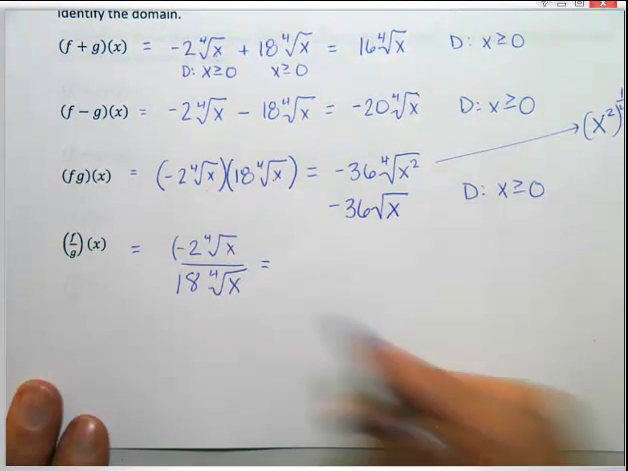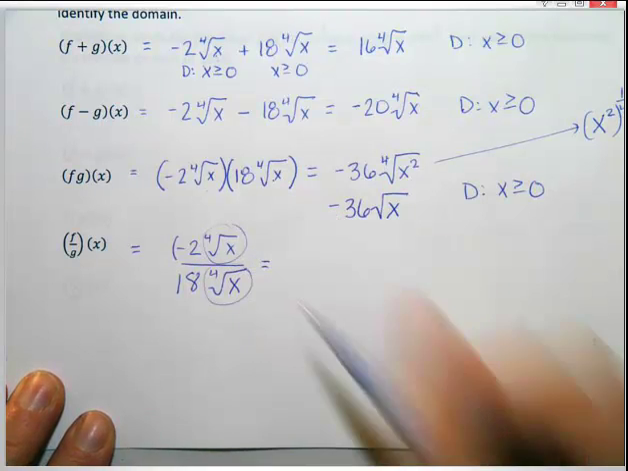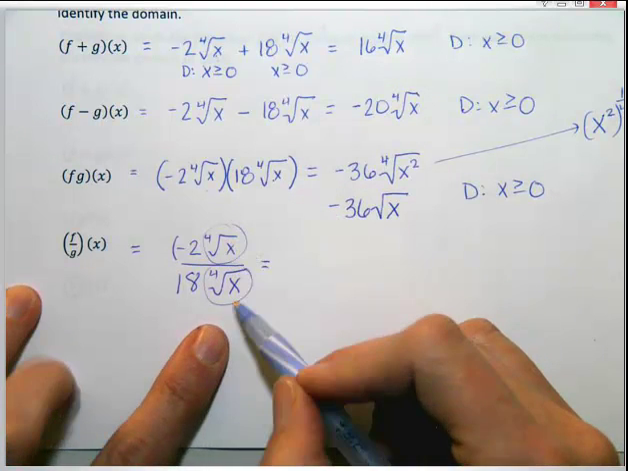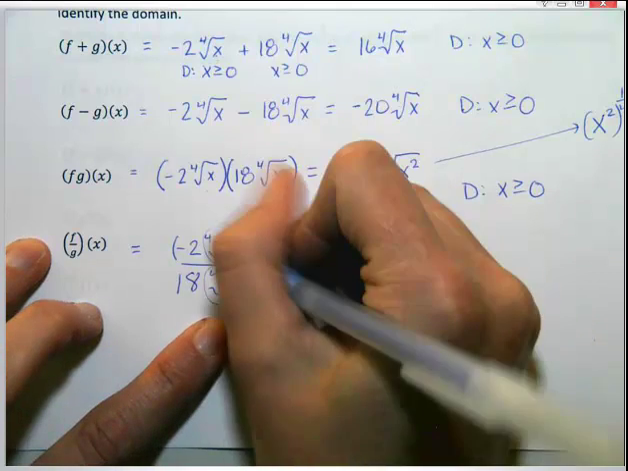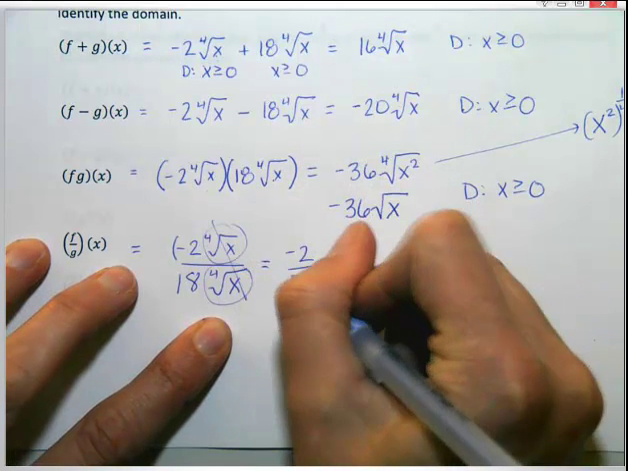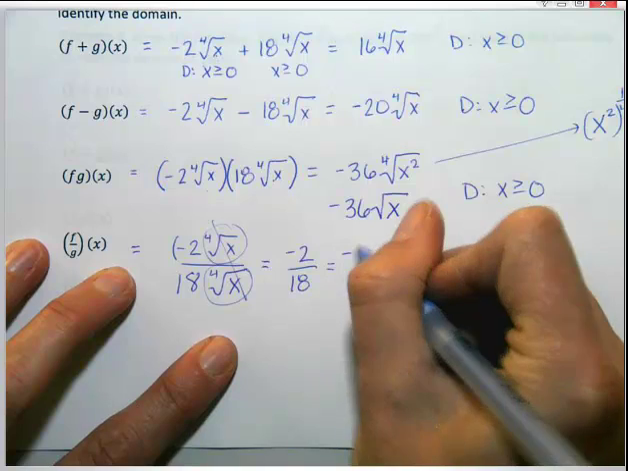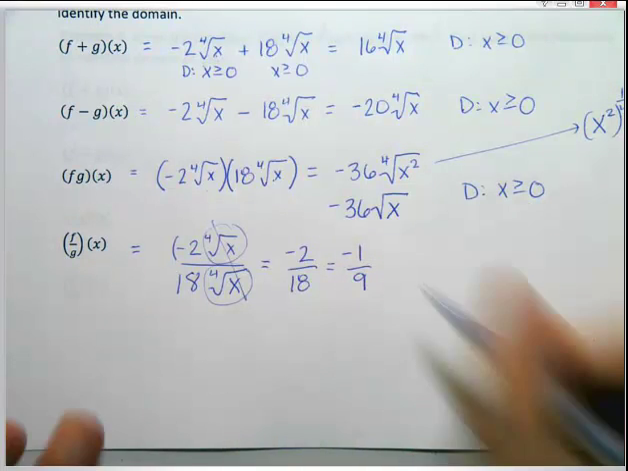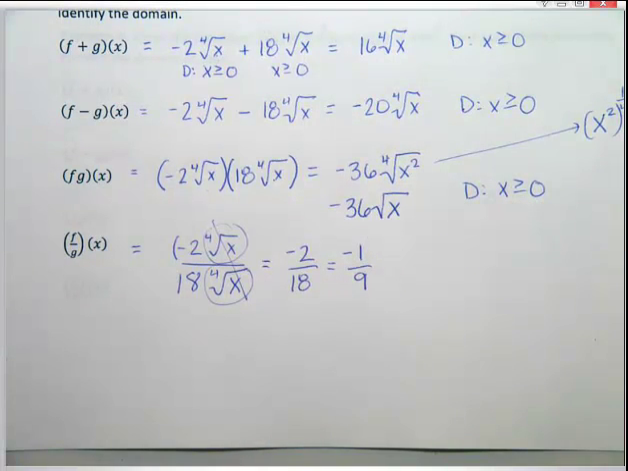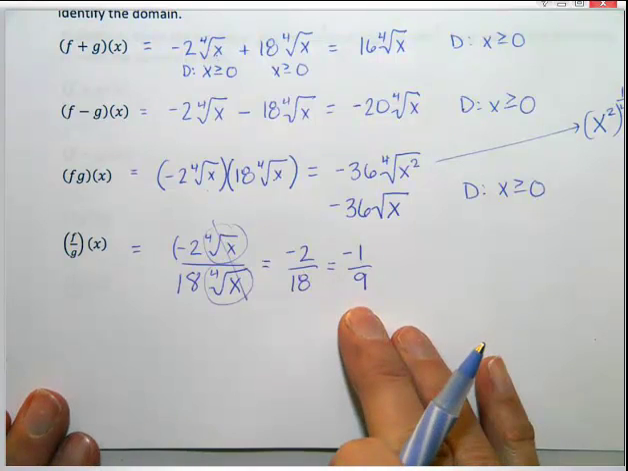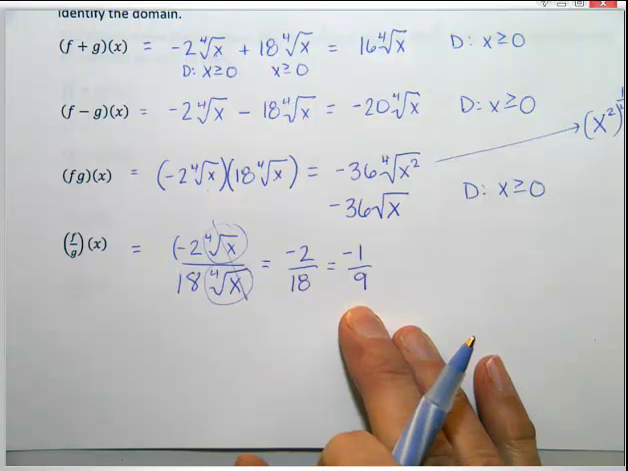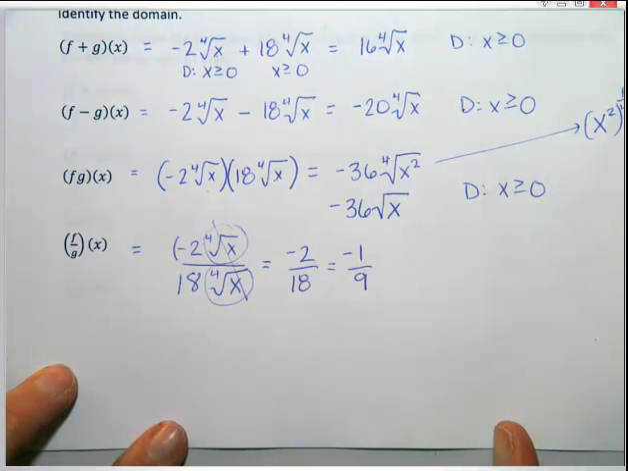Well, what you notice here is that the fourth root of x and fourth root of x are exactly the same, so when I divide those, they're going to end up canceling out. So we have negative 2 over 18, which is the same as negative 1/9. I can't simplify any further, so that's my resulting function. Notice there's no x left, so technically this is a constant function. There's not going to be an input. It will always stay negative 1/9 as the output.